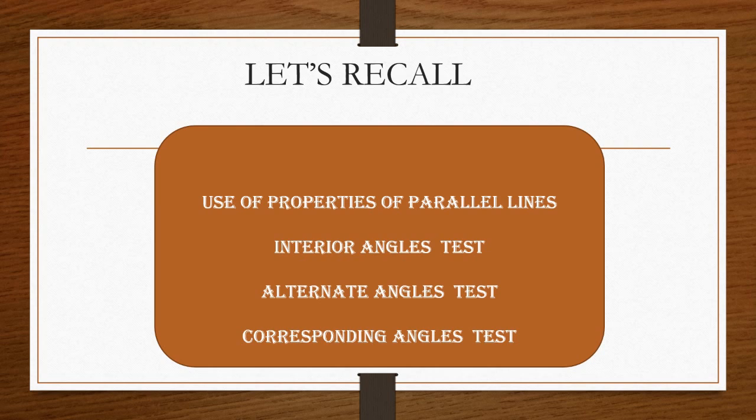Second one, alternate angle test. If a pair of alternate angles formed by a transversal of two distinct lines is congruent, then the two lines are parallel. Third one, corresponding angle test. If a pair of corresponding angles formed by a transversal of two lines is congruent, then the two lines are parallel.